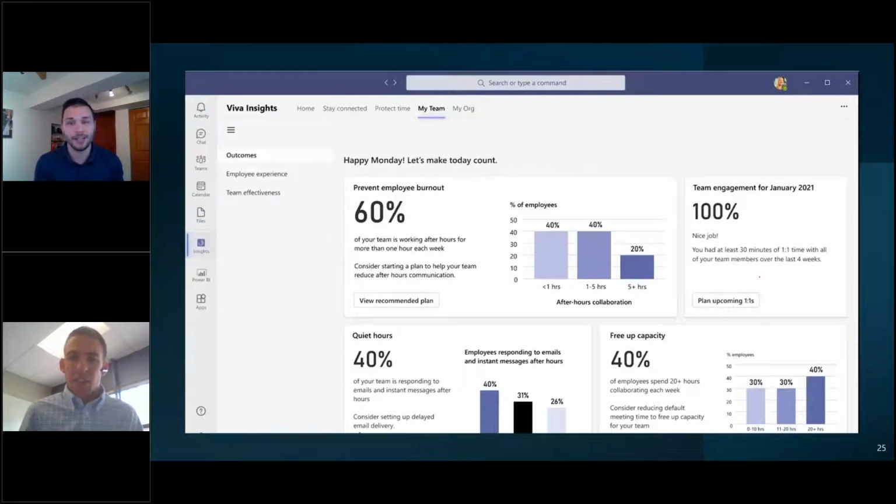So again, I think this is a really nice view of employee burnout within a team. Understanding how my team is working: do I actually intend my team to be doing 5 hours plus of after hours collaboration? 20% of my employees are doing that. 40% are 1 to 5 hours. Is that what I intend? If it is, then I understand that.